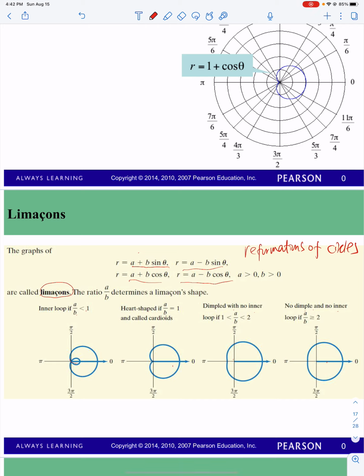And this one has an inner loop here. This one is called a cardioid. Okay, I think these two are pretty useful. A lot of questions in the future will use them. You will see these two pictures a lot.